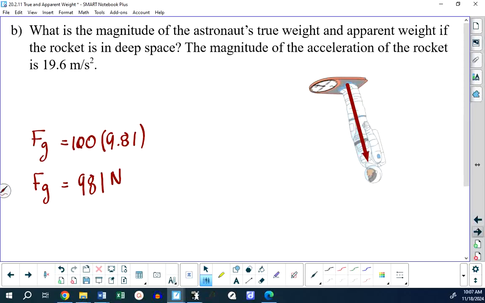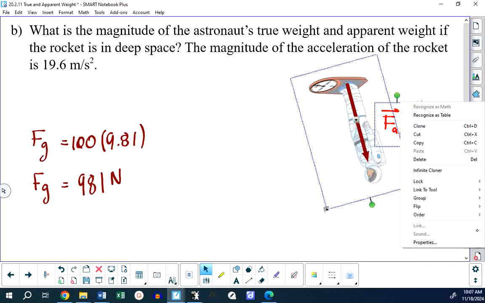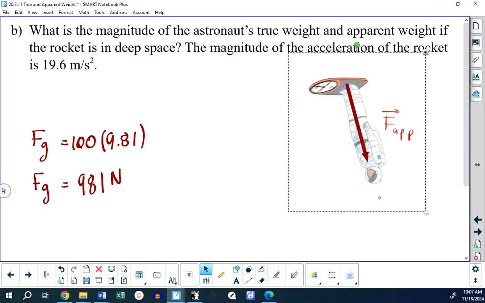Their apparent weight is the applied force. But the applied force is simply the net force. They're out in what we call deep space, which means they're not beyond the reach of Earth's gravitational field, but they're far enough away that the gravitational field strength is so tiny, who cares? Okay? So this apparent weight, which is the answer to the question, is the net force because it's the only force pushing on the astronaut's feet.